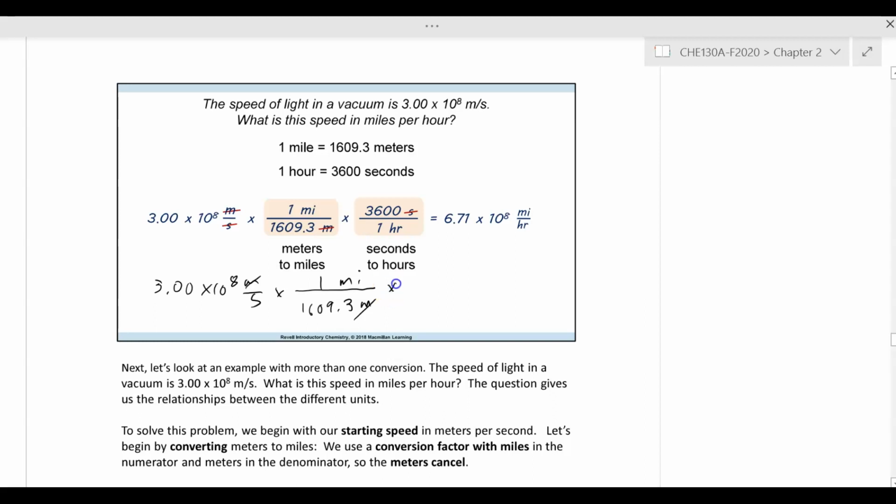And then to get seconds into hours, 60 minutes per hour times 60 seconds per minute gives us 3,600 seconds in an hour. And so seconds and seconds now cancel out. We have seconds written on the top to cancel the seconds on the bottom here. And that gives us this answer that's right there. That's in miles per hour.